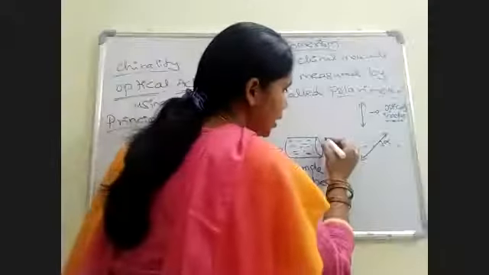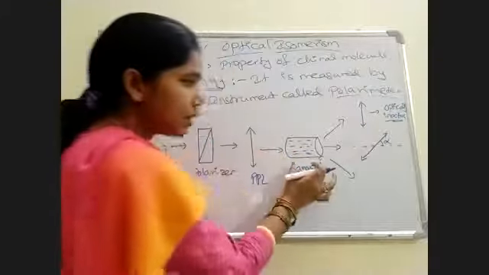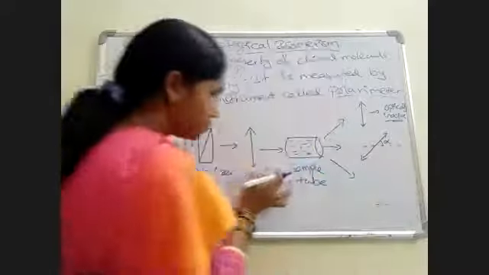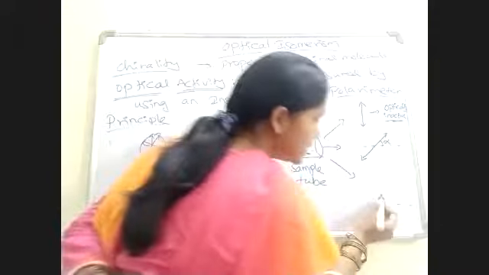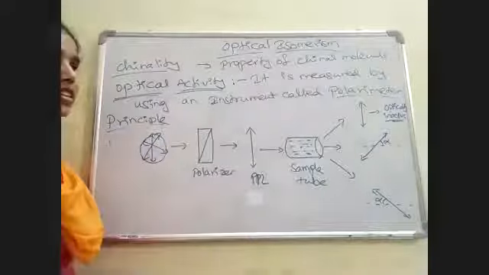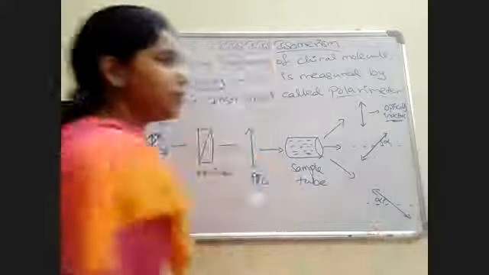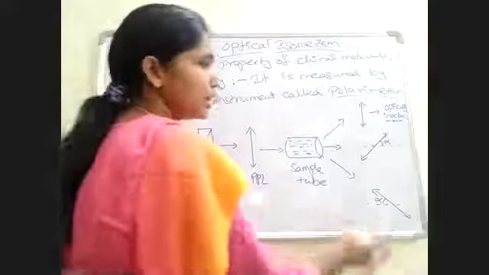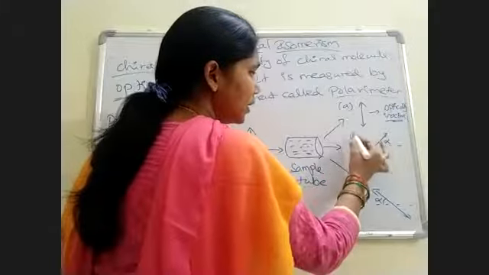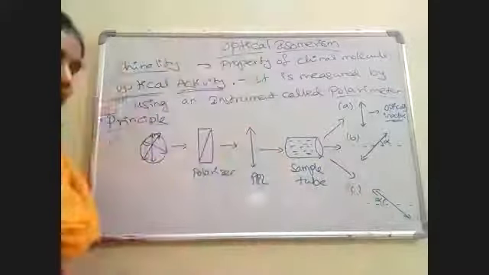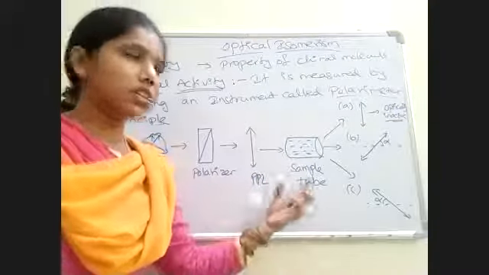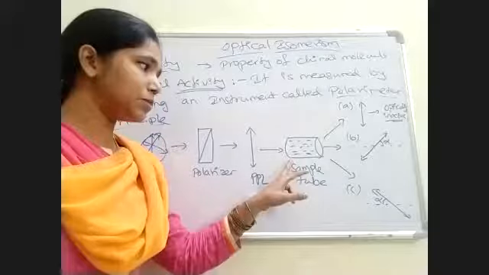And when the sample is interacting with the plane polarized light, if the plane polarized light is turned in an anti-clockwise direction, that is towards left, then this molecule is also said to be optically active. So consider this as cases A, B, C. We may have any of these three possibilities, depending upon the nature of the substance we have put in this sample tube.